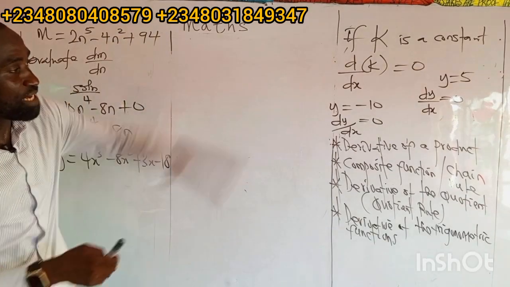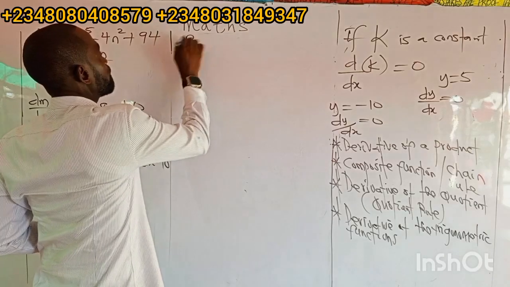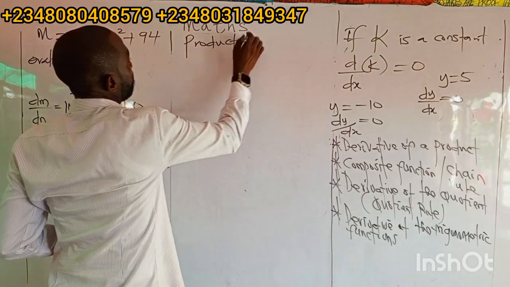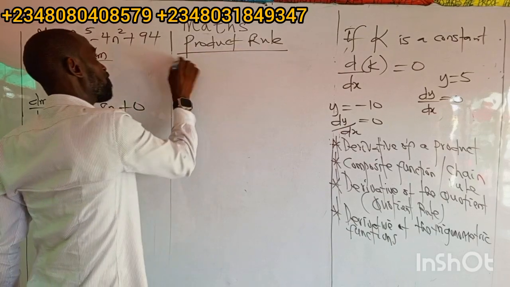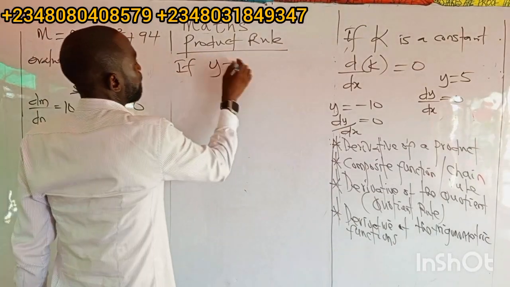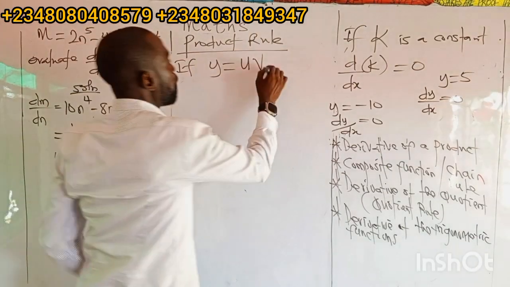So after that, I'll now summarize everything. I'll give you a summary of all the laws. So for the product, one product law, product rule, it says if y equals uv, that is u times v, okay?